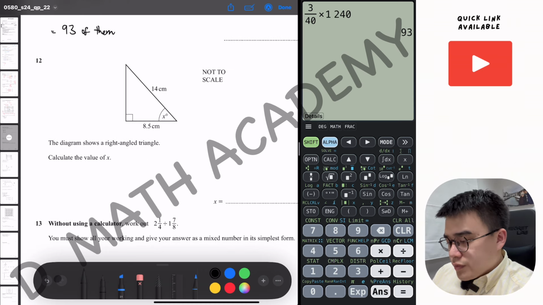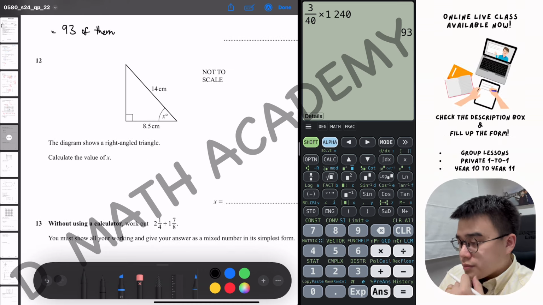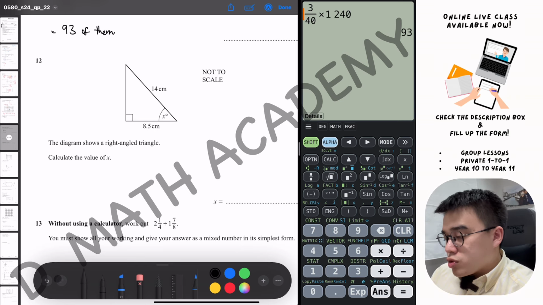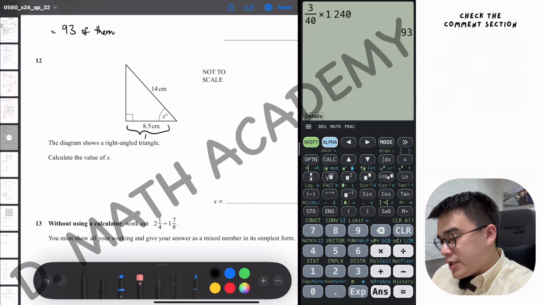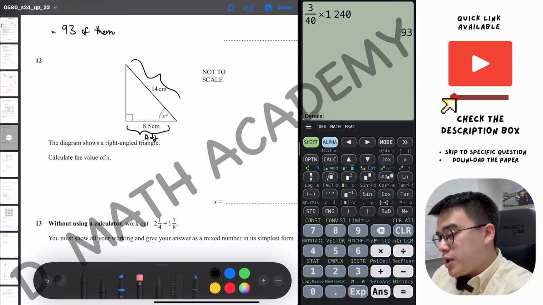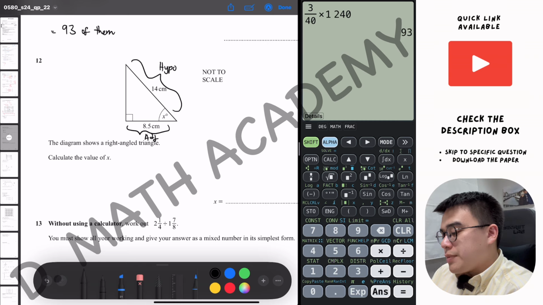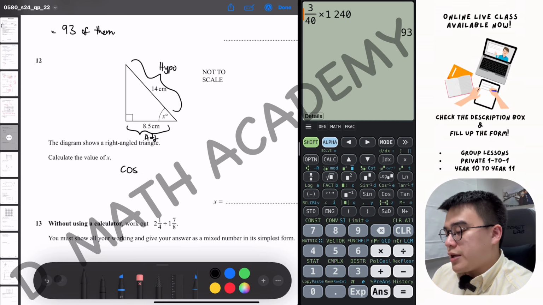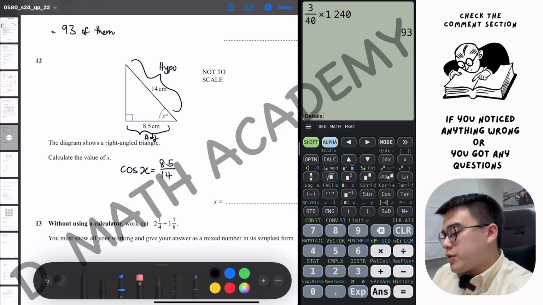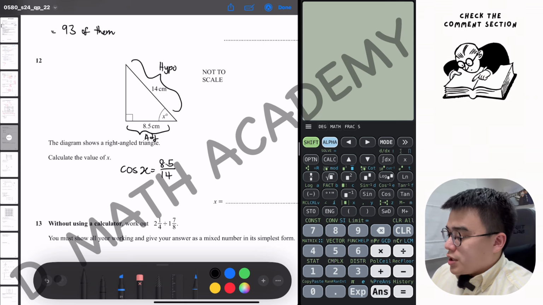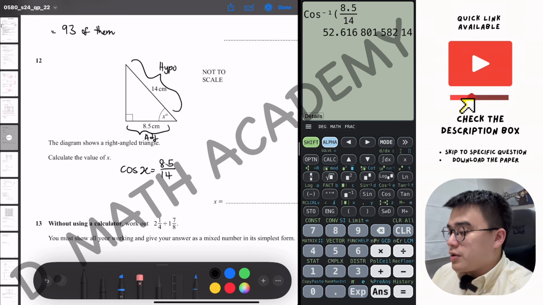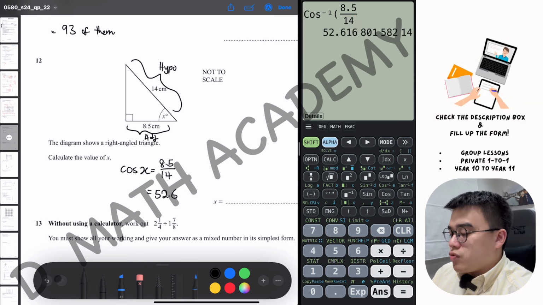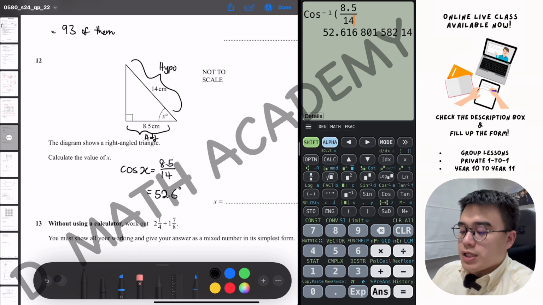Question 12 shows a right angle triangle. For the subject angle to the 90 degree, this is what we call ADJ. There is clearly a hypotenuse, and we'll be using cosine here. So 8.5 at the top, 14 at the bottom. So just key in cosine inverse, 8.5 over 14. And you get the result as 52.6 as your final answer.